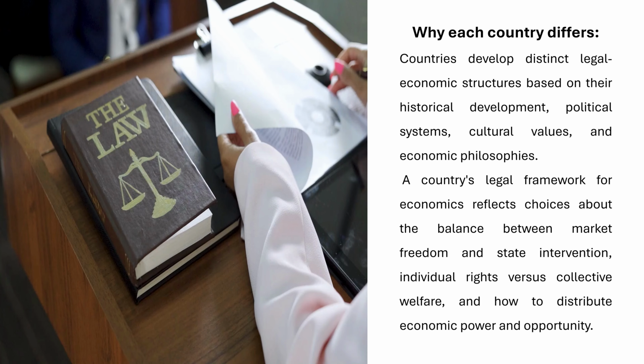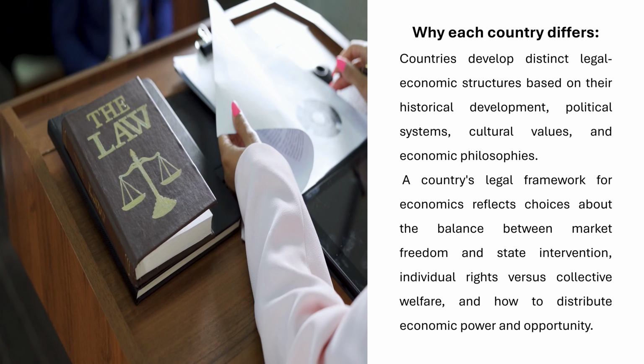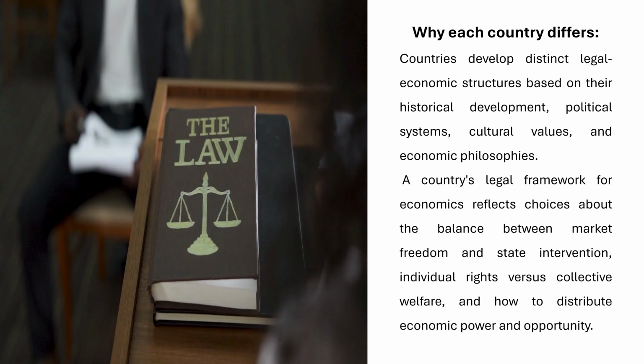Countries develop distinct legal economic structures based on their historical development, political systems, cultural values, and economic philosophies. A country's legal framework for the economy reflects choices about the balance between market freedom and state intervention, individual rights versus collective welfare, and how to distribute economic power and opportunity.